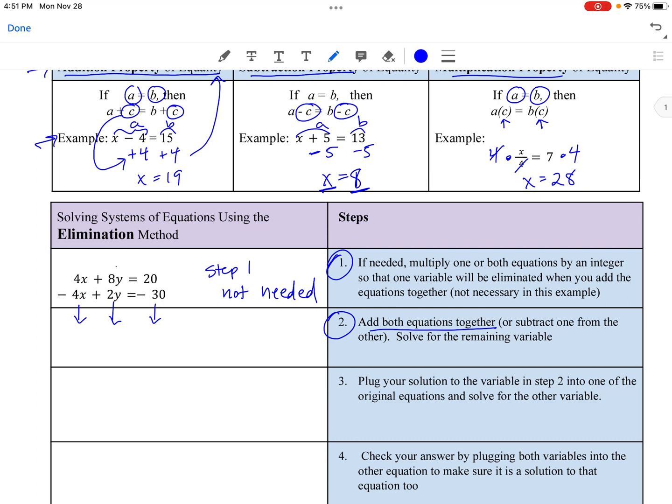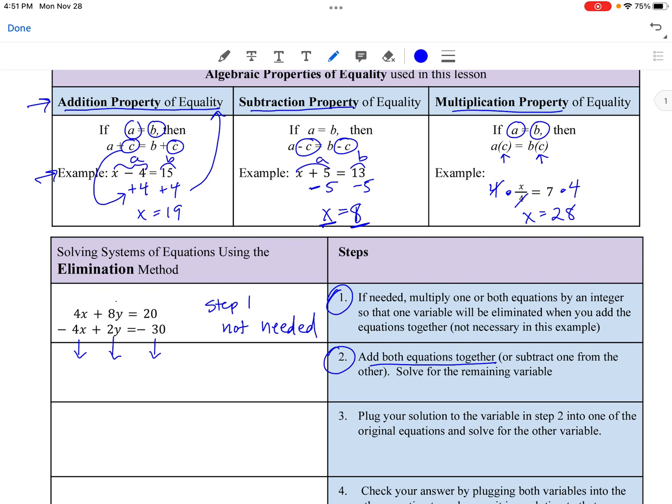The reason we're allowed to do this is the addition property of equality. Here we have our A and our B, right? One side equals another, like up here. And then we're adding the same thing to both sides. It doesn't look like the same thing. Negative 4x plus 2y does not look like negative 30, but because it has an equal sign in between, it is equal. So that is allowed. We're adding equal quantities to both sides, so we can still say the resulting equation is equal.